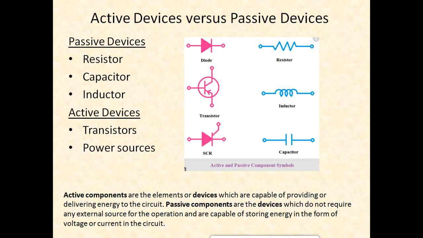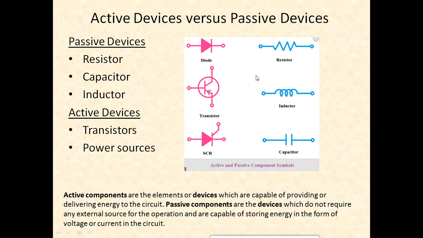Well, the first point that comes to our mind is, what's the difference between an active device and a passive device? Well, we have studied about resistors, capacitors, and also inductors. These come under passive devices. What about active devices? Transistors and the power sources, they come under active devices.